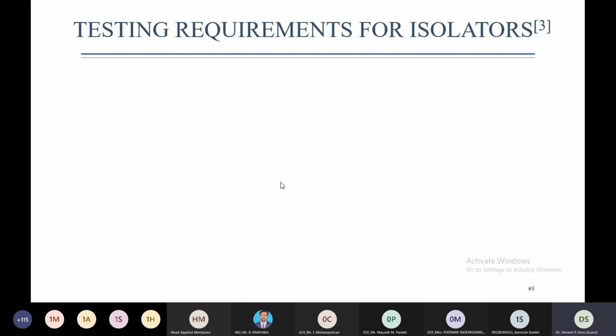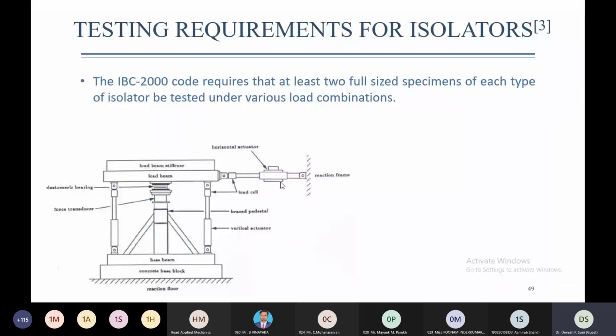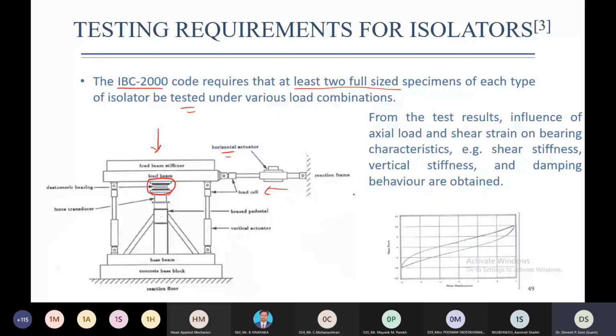Then this is regarding the testing requirement. As per IBC 2000 code, at least two full-size specimens of each type are to be tested under two combinations, that is, vertical load and horizontal load, right? There is a special testing setup, and a horizontal actuator provides the horizontal displacement, and the isolation bearing is here, which is under axial force. Then by performing the test, the force versus deformation relationship, the hysteresis loop, is obtained.